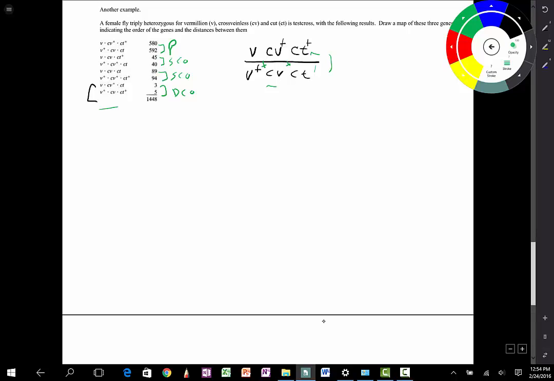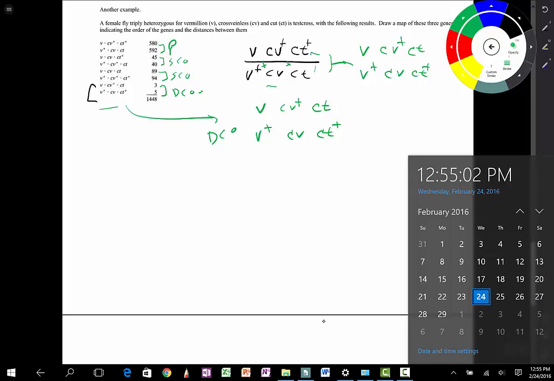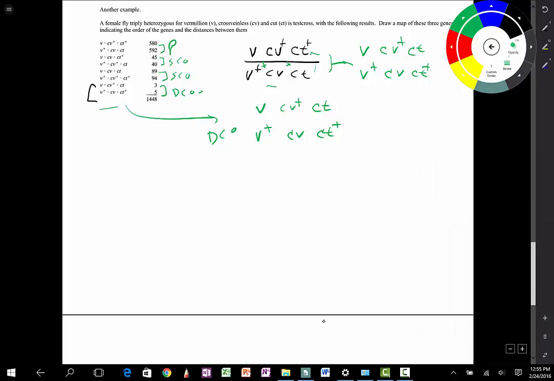if I just look at this, I can say over here that here's what my double crossovers are: V, CV plus. Cut flips down here, then V plus. So if we write this like this, with the cut switching sides, so that cut's on the bottom now. Now these two pluses are together, so the V plus and the C plus are together, so they look like this, and these guys look like this.